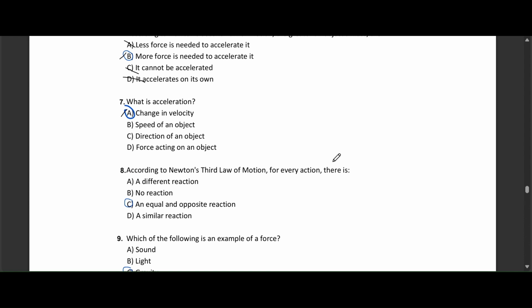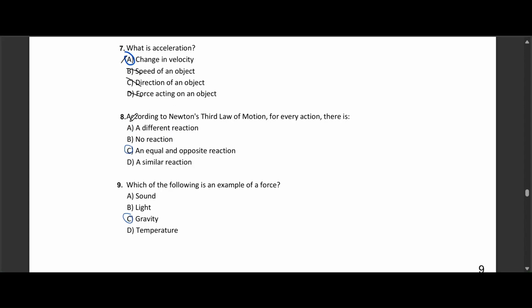Option B is just speed, and option C is only one part of velocity. Option D is incorrect, because acceleration is what happens because of a force, not the force itself. So the answer is A, change in velocity. Move on to the next question.